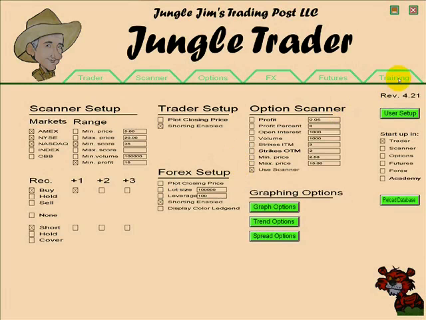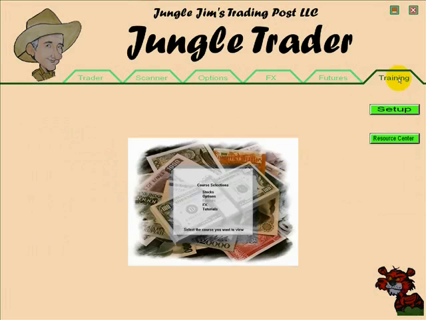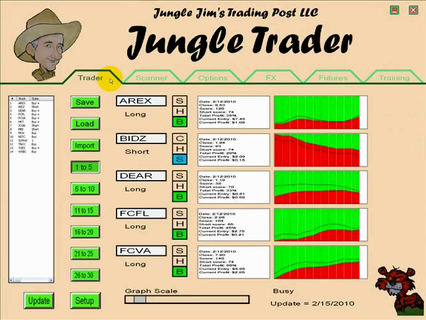For our final tab that we have available is the training section. In the training section, there are tutorials covering the use of every one of these platforms, as well as training on stock, options, and Forex. The futures platform will be available in 2010. Well, that's about it for the Jungle Trader.